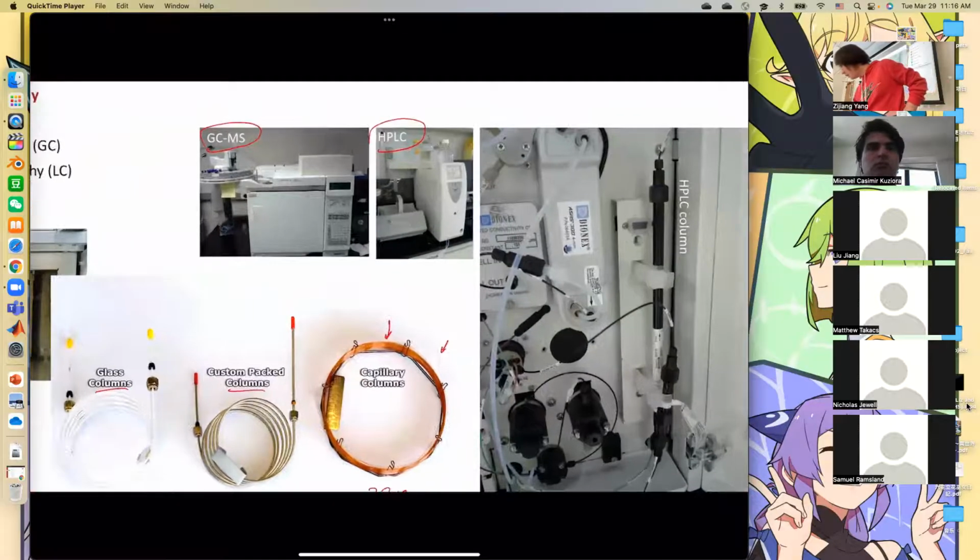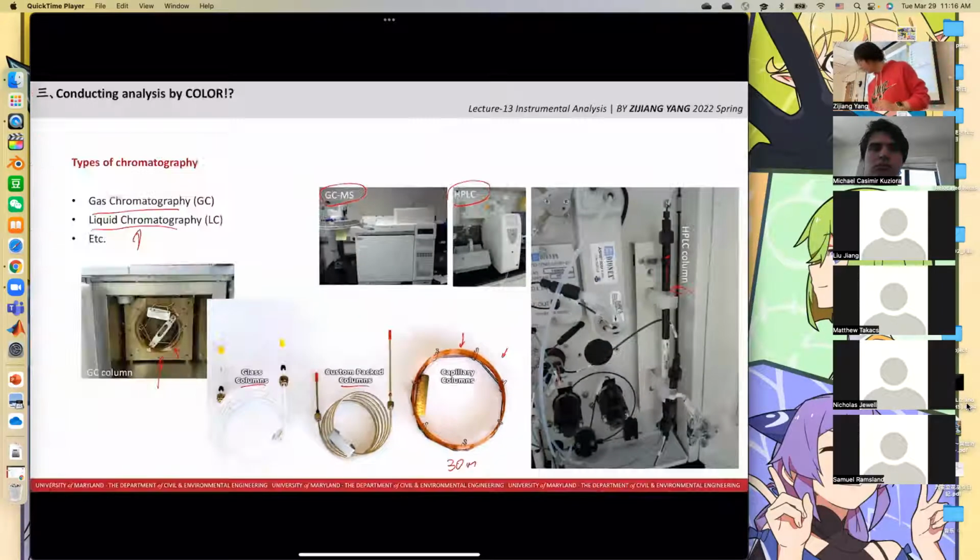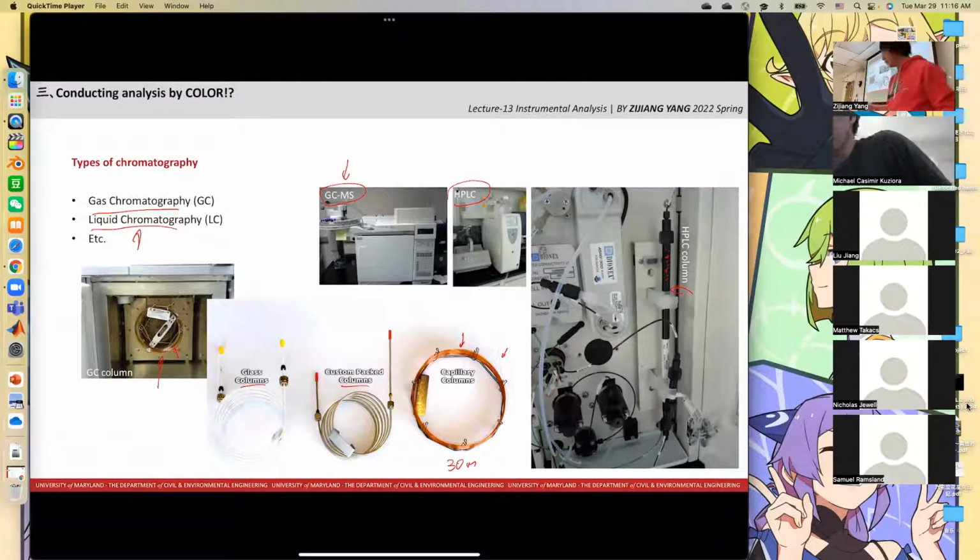And this is a column of HPLC. We can see this is a little bit shorter. And as far as I know, we have some stuff inside this column as the stationary phase. And I think in tomorrow's experiments, or for the experiments next week, we are going to use GC to measure the organic pollutants in our soil sample.